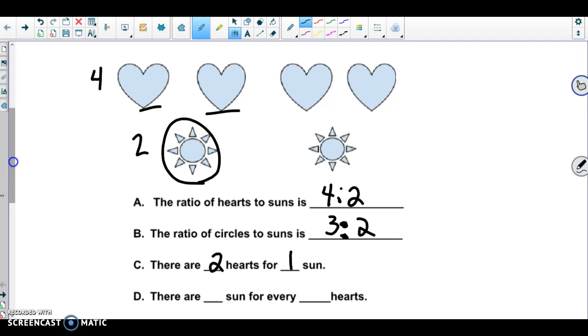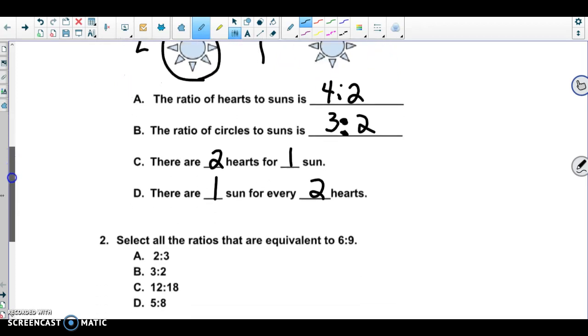So I'm kind of breaking it up there and seeing the 2 separate patterns, or the ratio that we have. There are blank sun for every blank hearts. So we're reversing it. So we're looking at the sun. There is 1 sun for every 2 hearts. So the only time we can flip it is if we change those labels as well. All right, moving on to number 2.